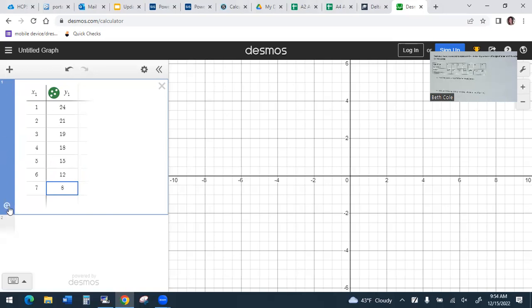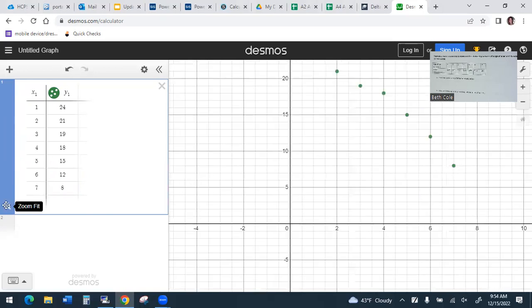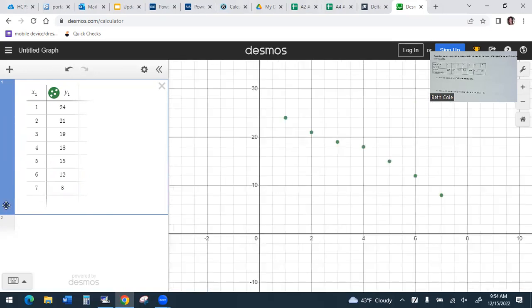Did everyone get the data entered? Do you see the magnifying glass right here? It says zoom fit. If you hover over it and hit that, it will make the window good. Mine went away because I already clicked it. So do you see how this is relatively aligned? It's not perfect, but it's line shaped. What that does is make the window nice for you. It looks line-ish. It's not perfect, but we're going to do the best we can.